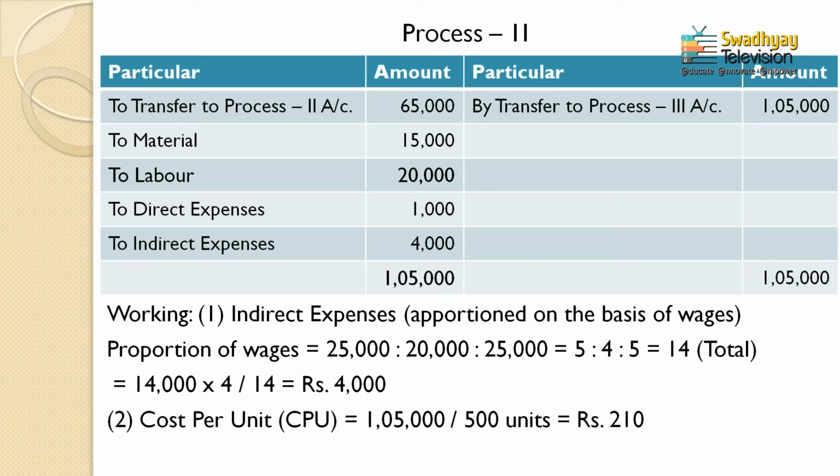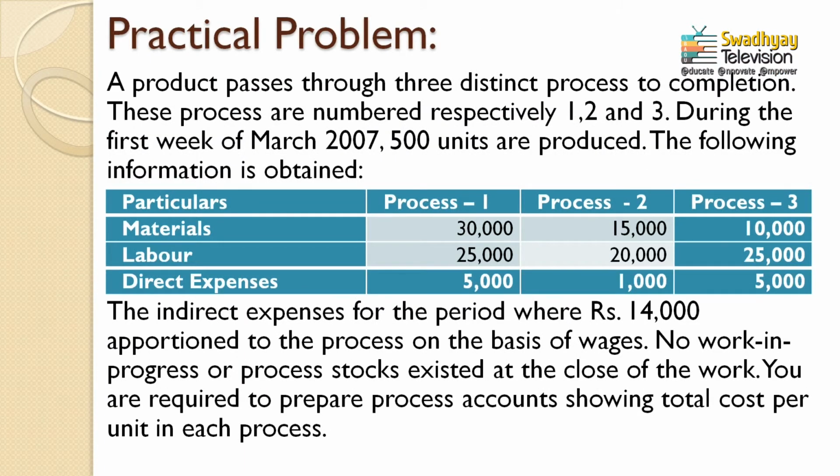Now we will identify whichever expenditures are incurred in the process 2 account. For that we need to see the question once again. The question clearly identifies the expenses incurred in the process 2 account. All the three expenses, material, labor and direct expenses, are 15,000, 20,000 and 1,000.